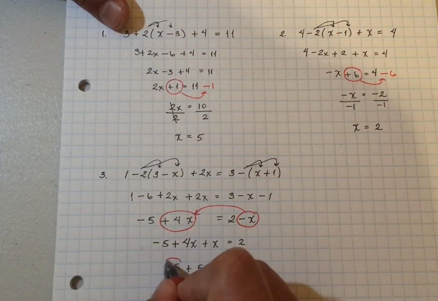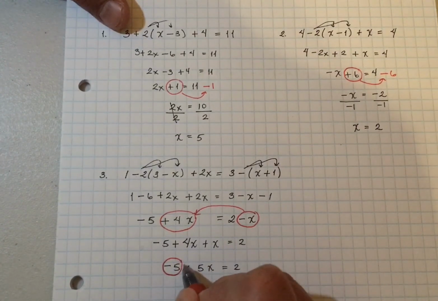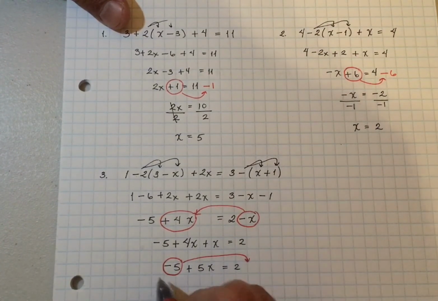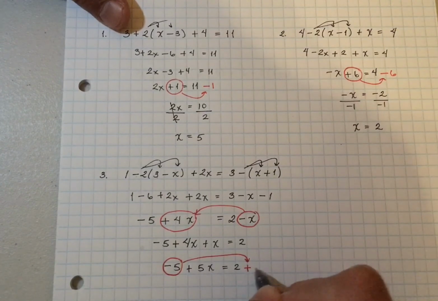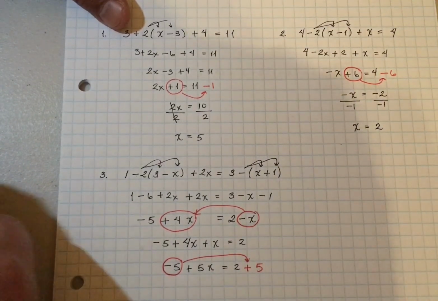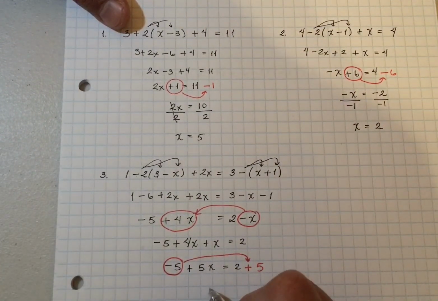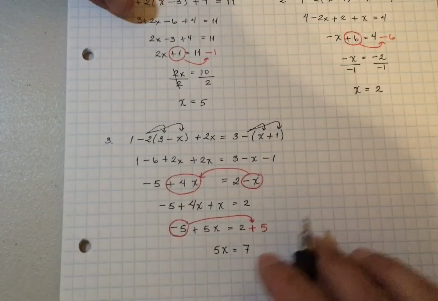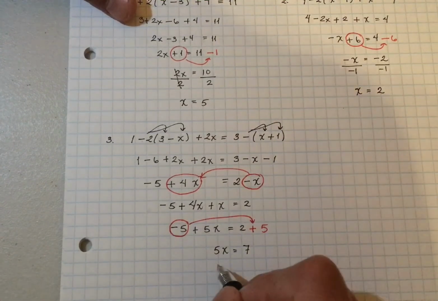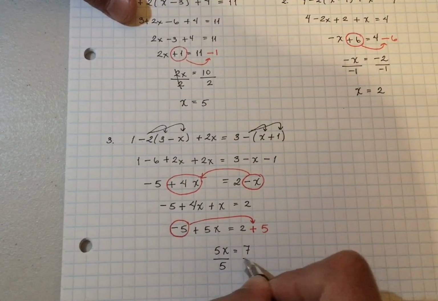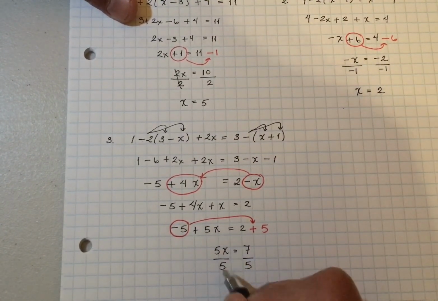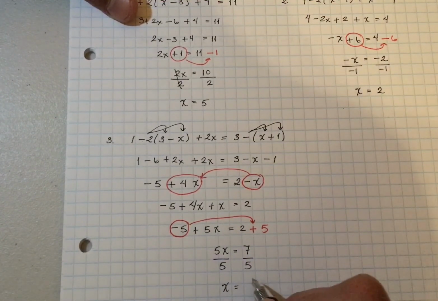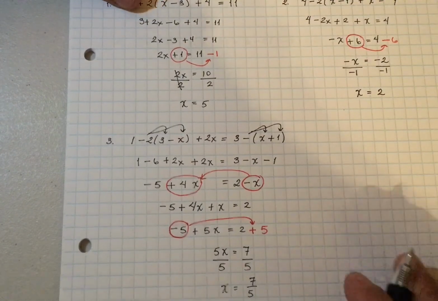Now we're going to have this guy, the negative 5. We're going to go ahead and move him to the right, and that negative 5 becomes a positive 5. Okay. So now we have 5x. 5x is equal to 2 plus 5 is 7. Now, last thing to do is divide. Okay, so 5 divided by 5 is 1, and 7 divided by 5 is 7/5. Okay, and then you would leave that like that.